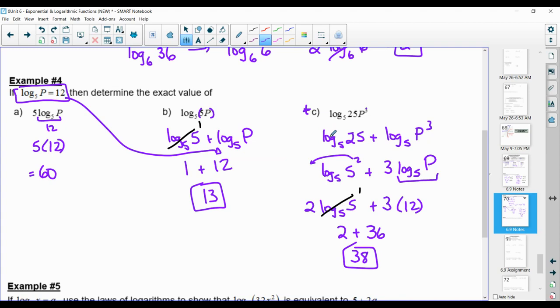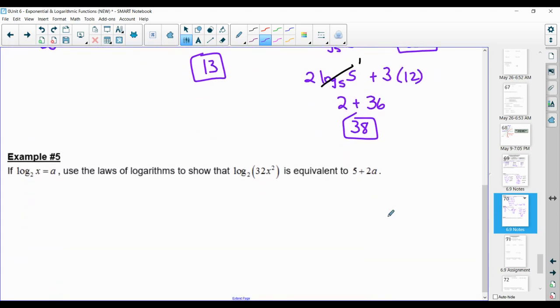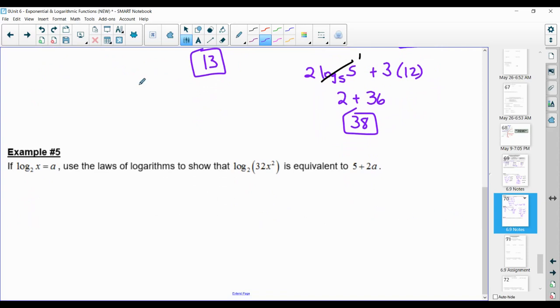Now again, that log base 5 of 25, you could go straight into putting that into your calculator. You don't need to do these other steps, but I'm showing you how you can do it without actually having to touch your calculator. All right, and our final question, it says if log base 2 of x equals a, we're going to be asked to use the laws of logarithms to show that log base 2 of 32x squared is equivalent to 5 plus 2a.